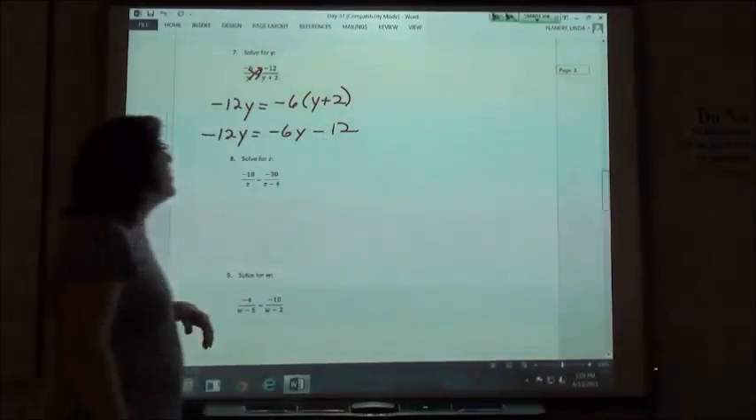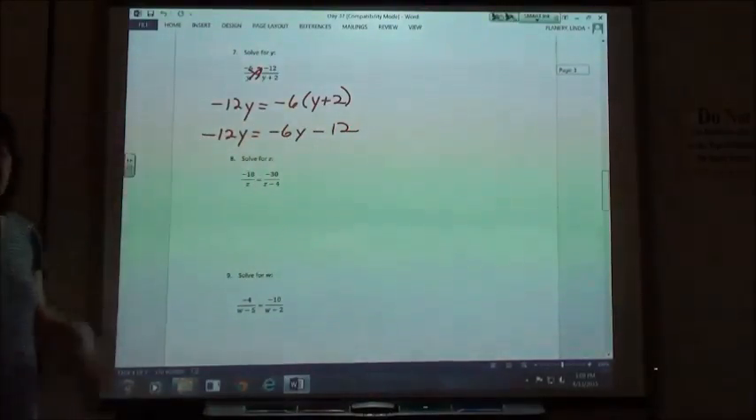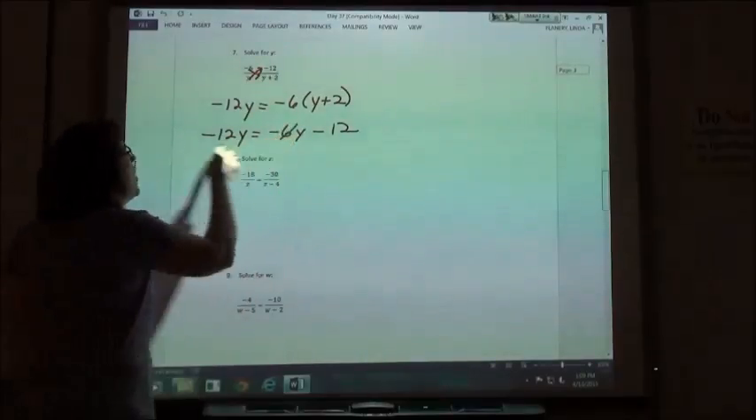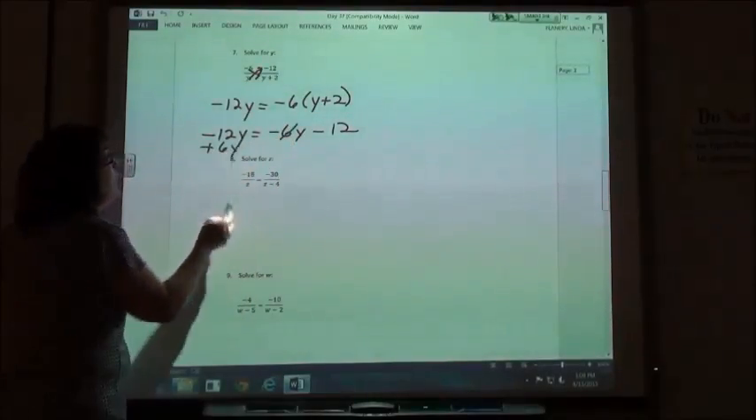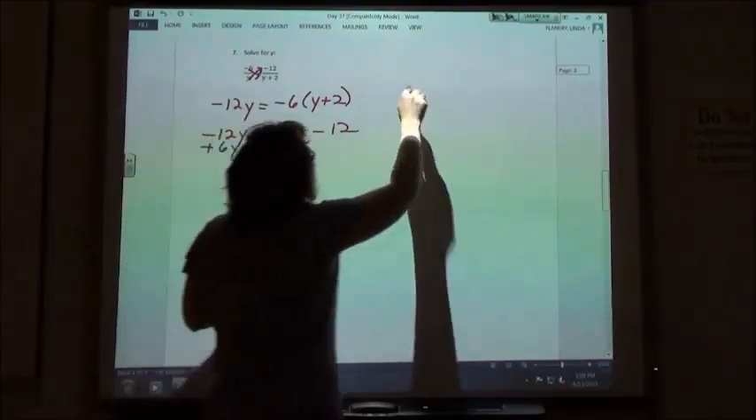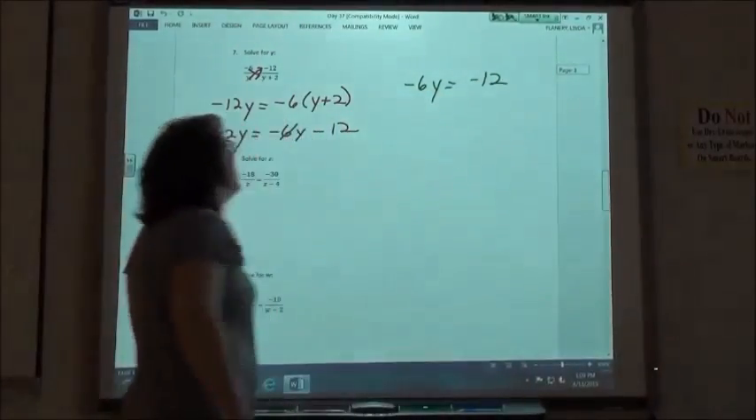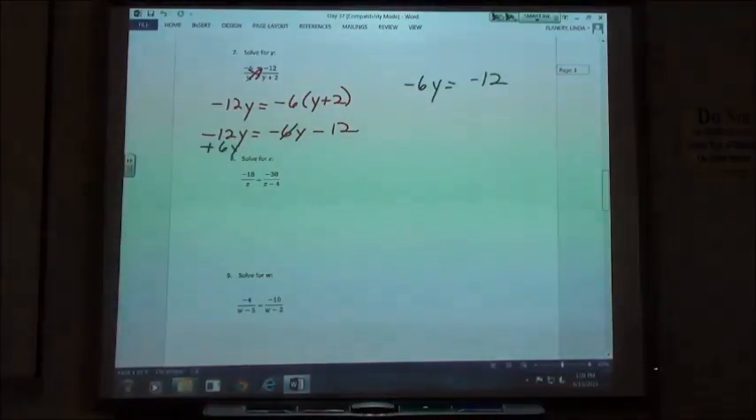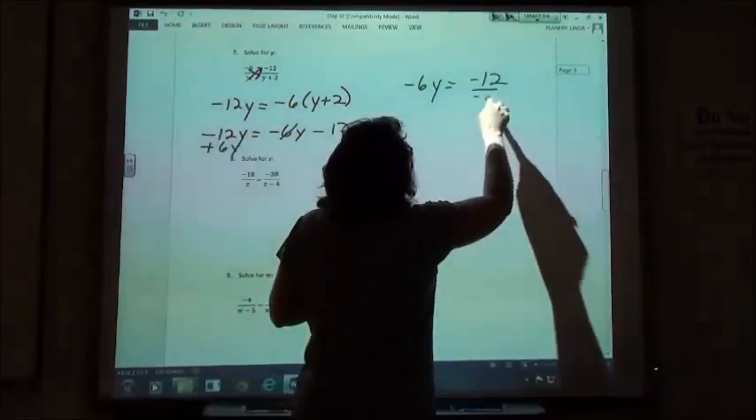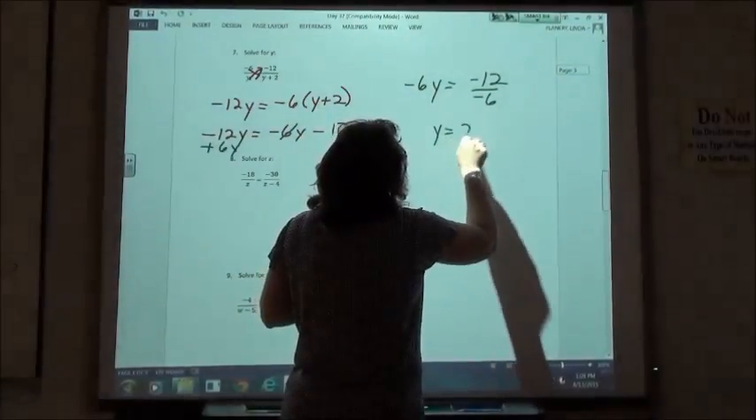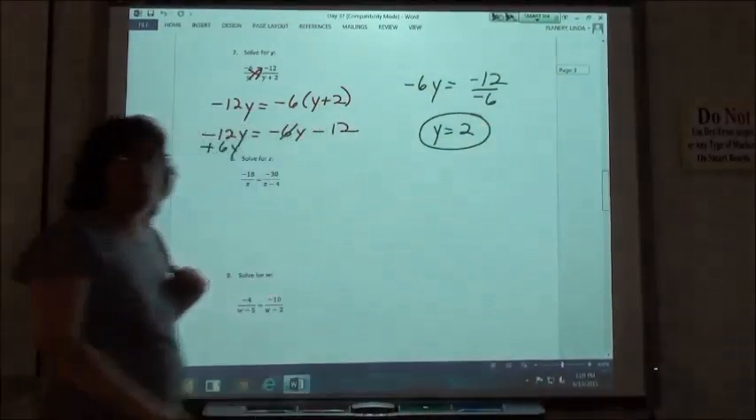Now that I got rid of my parentheses, I want my y's together on one side, so I'm going to add my 6y to move it over. Negative 12 plus 6 would give me negative 6y equals the negative 12 that's left over on that other side. And then, of course, my last step, dividing by my coefficient, and a negative 12 divided by a negative 6 would give me a positive 2 for my answer.